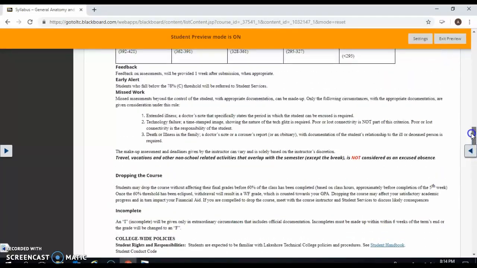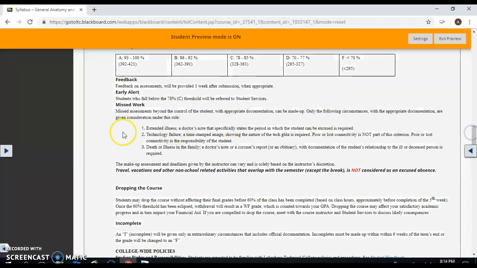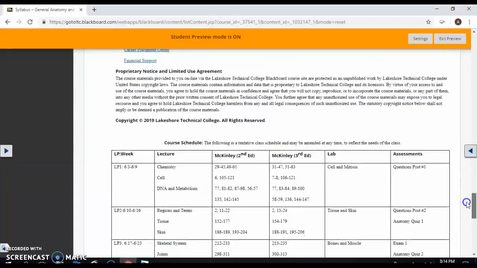FYI, if you miss anything, if you miss an exam, obviously there has to be a very, very valid reason why you miss an exam. The reason is that these assessments are going to be open for at least a week. So even if you're sick Monday, hopefully you should be well by Wednesday to take the exam. So it's very, very important here.